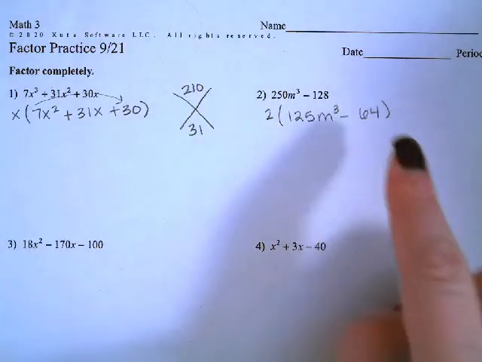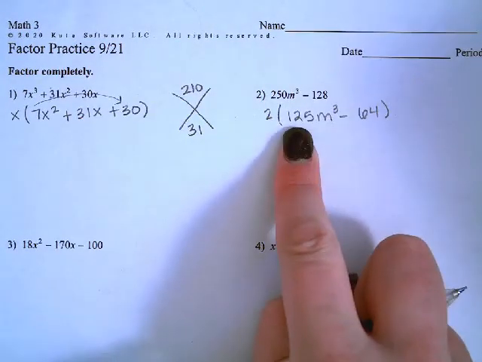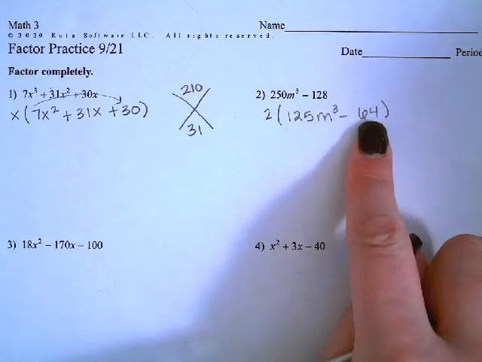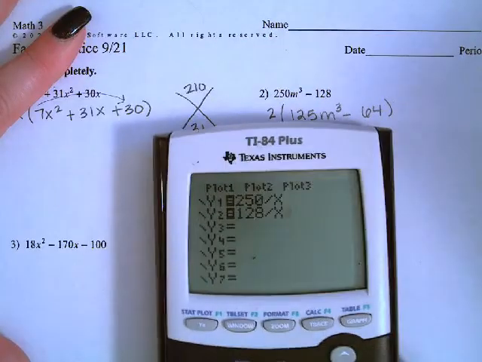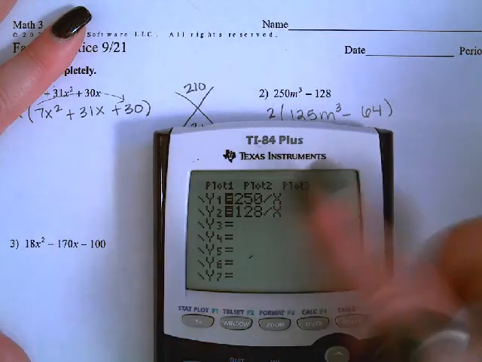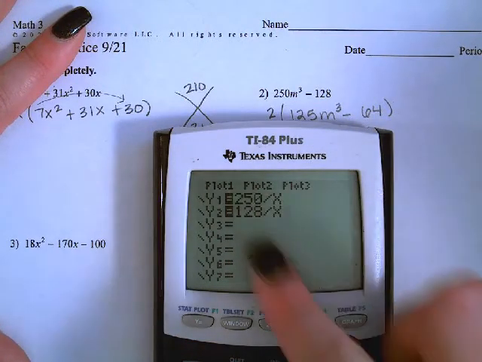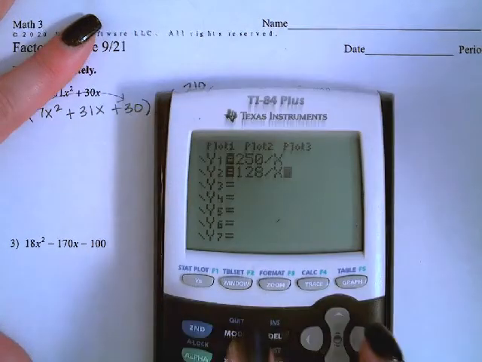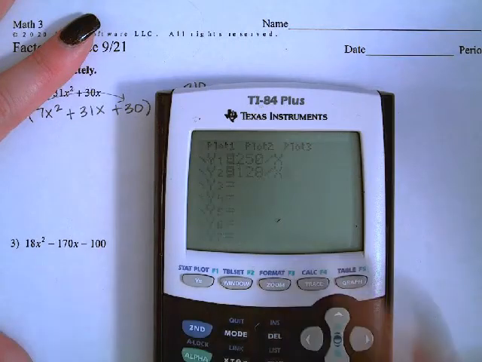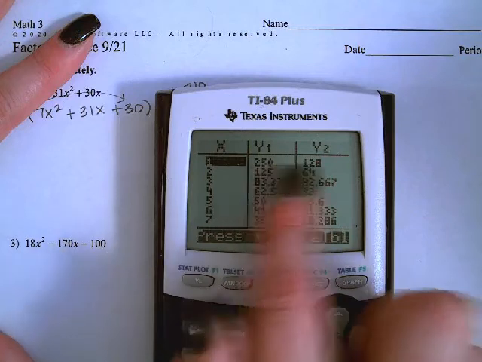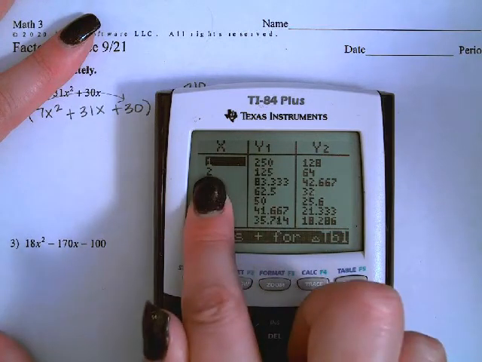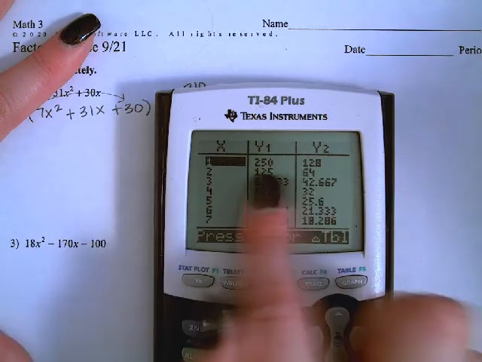And the reason I can tell is because this is a perfect cube. 125 is 5 to the third, and that is a perfect cube. That's 4 to the third. But just in case you're not sure, you can go ahead and do the calculator trick. So 250 divided by x, 128 divided by x. If I hit graph, both are divisible by 1, but they stay the same. And then when you see that they're divisible by 2, you can see those perfect cubes in there.